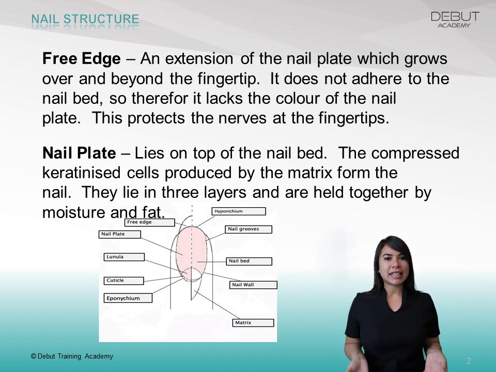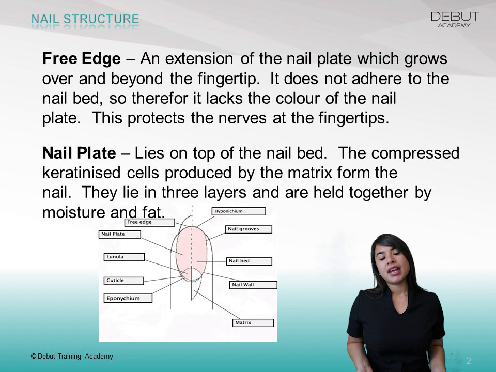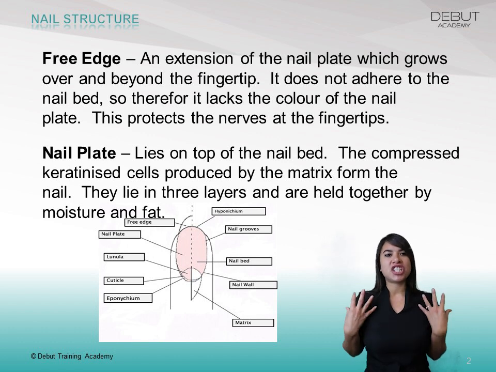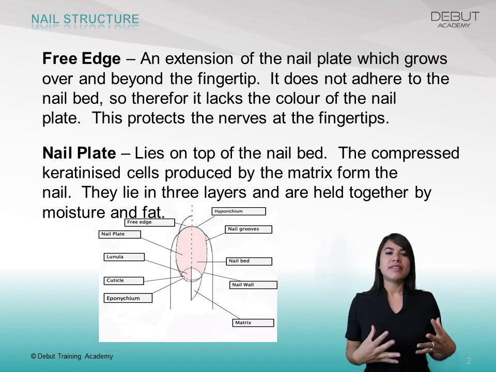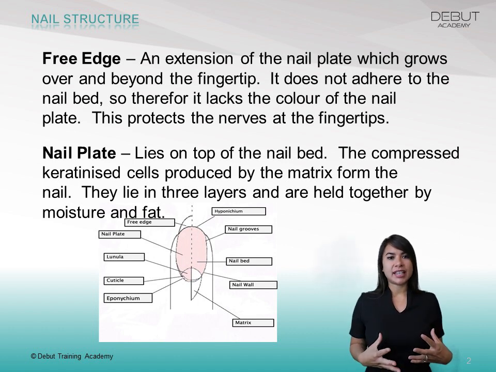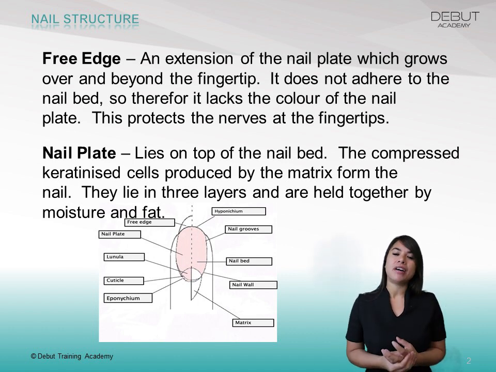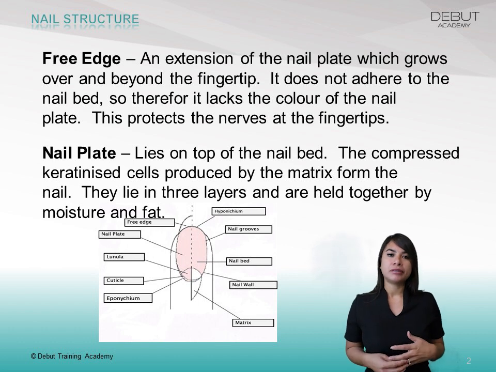Now, to really understand the function of the nail plate, think of it like shields. The shields are there to protect you, and they're hard keratinized cells, and they're bound together by fat and moisture.